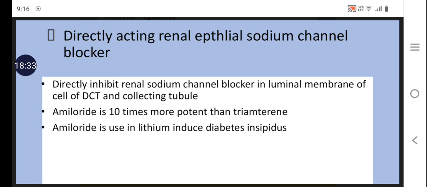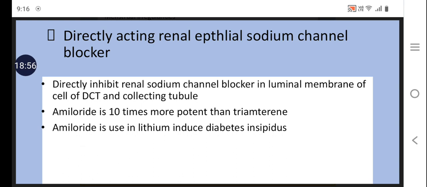Their site of action is near the site of action of the potassium-sparing diuretics. They inhibit the sodium channel that is present in the distal convoluted tubule. And remember that triamterene is not that potent, but amiloride is 10 times more potent than triamterene.